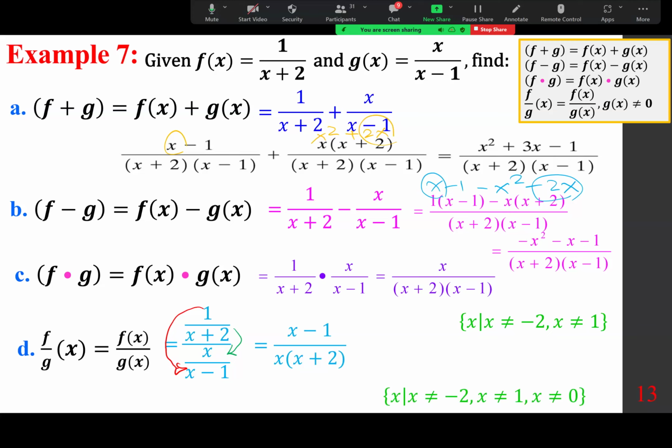And again, x can't be negative 2 here, and 0 here. And as always, you have to look at these two cases also. So the result says x can't be 0, x can't be negative 2. Also, we remember that x couldn't be 1. In the case of f over g, you should always pay attention to that concept. So pretty straightforward.